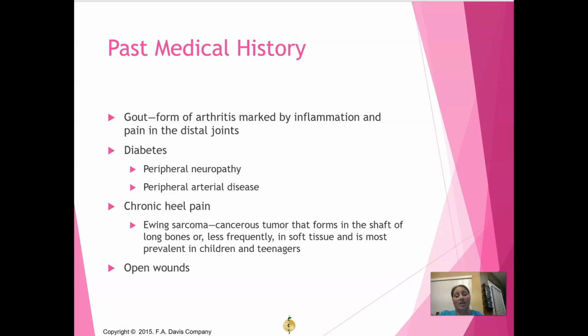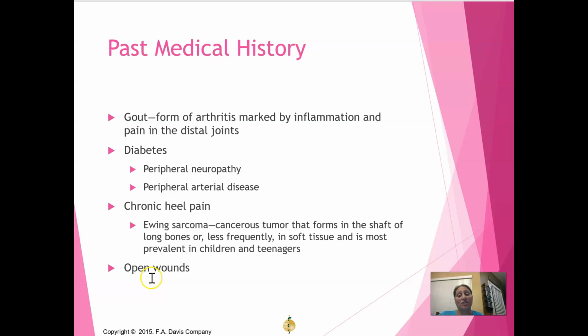Do they have chronic heel pain? Have they ever been diagnosed with gout? That is usually going to be indicative of the first metatarsophalangeal joint, so the big toe joint, where it's really swollen and inflamed. Although that's not the only thing, that's stereotypically the first telltale sign of gout.